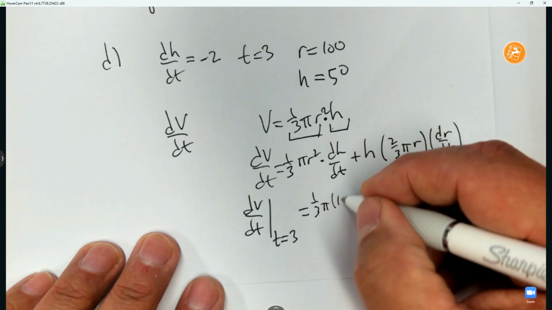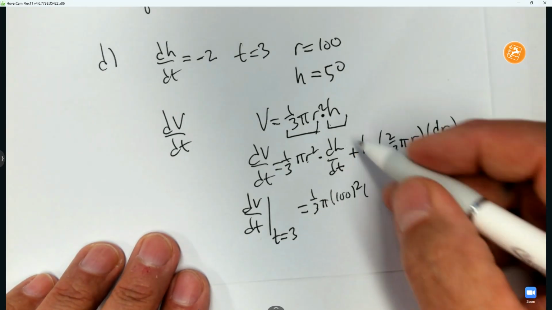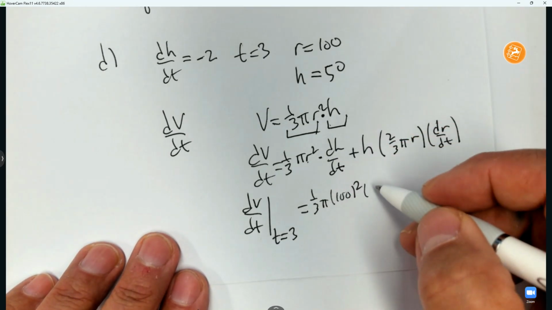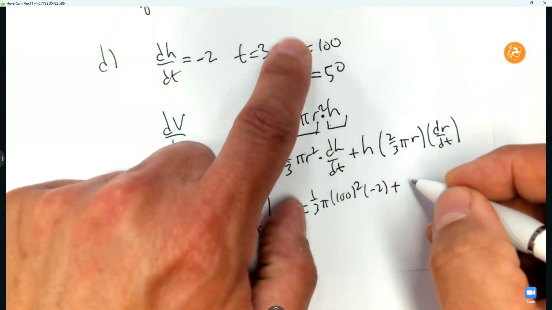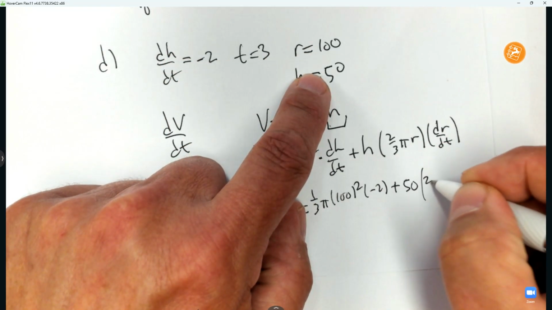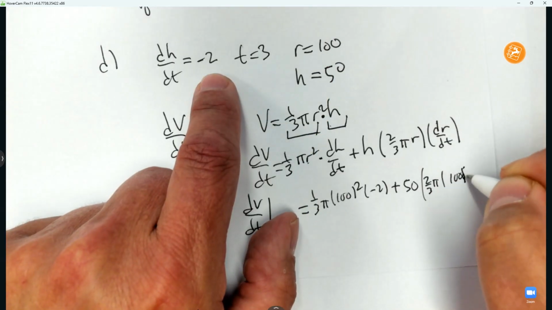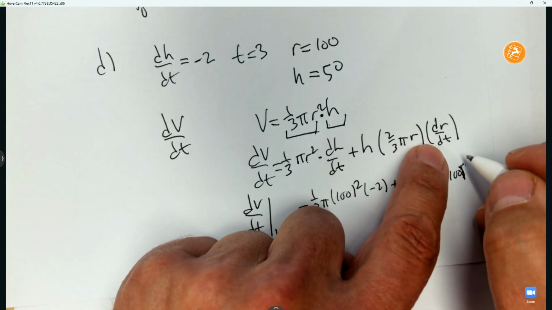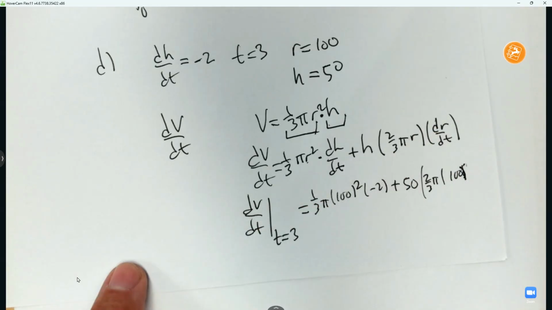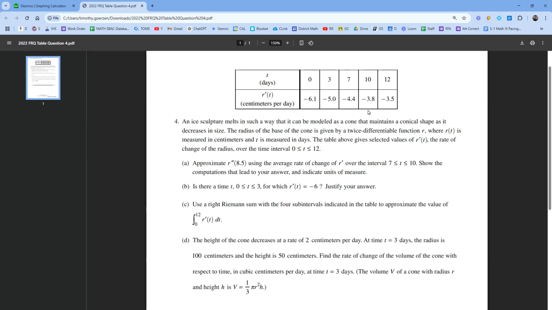So the radius is 100. The height is 50. Oh, sorry, the radius is 100. The rate for the height, dh by dt, is -2. Now the height is 50. We have 2/3 pi. The radius is 100. And the rate for the radius, we look at the table for the rate. So what's the rate when t equals 3, looking at the table? So this one we need the table. If I look at the table, it's -5 is the answer.